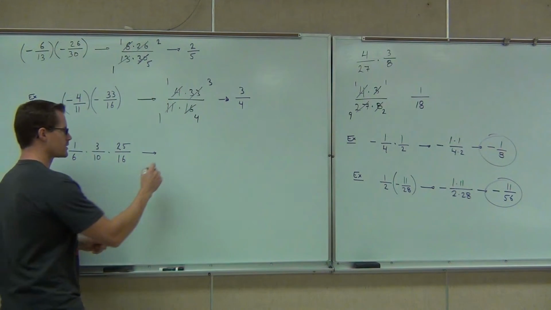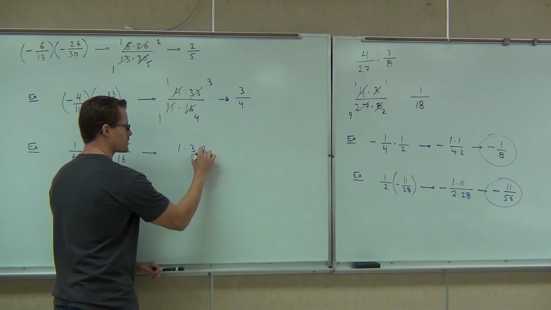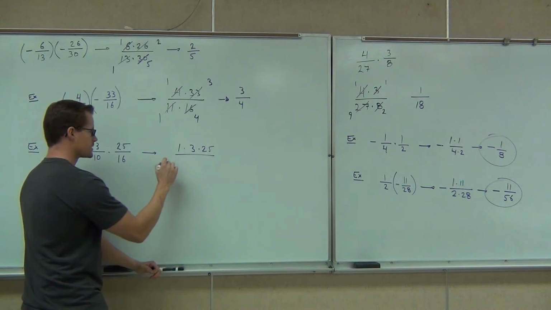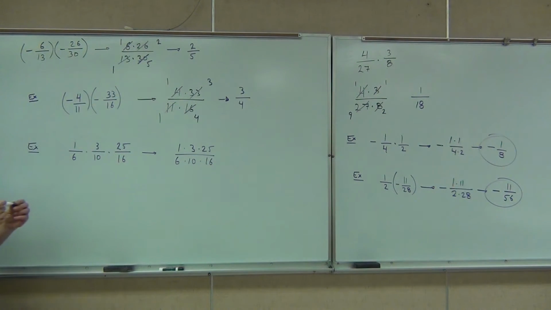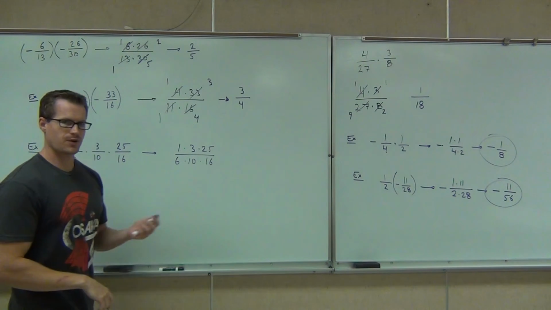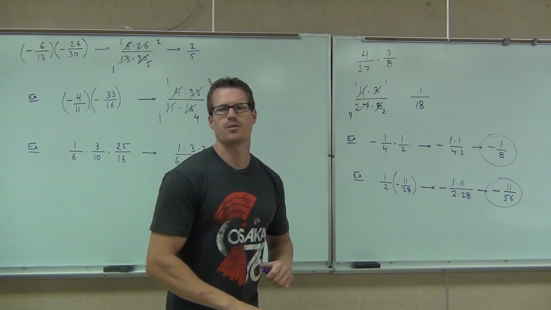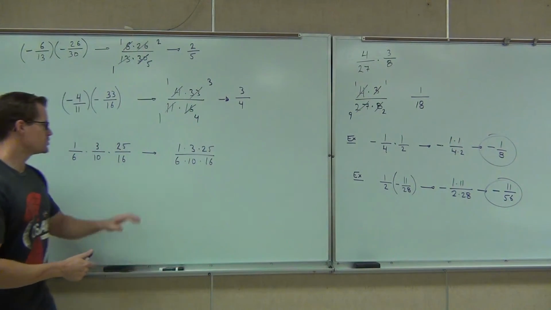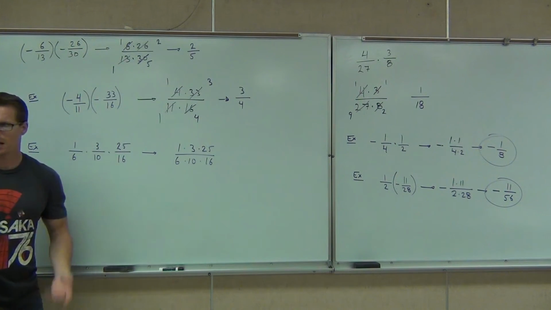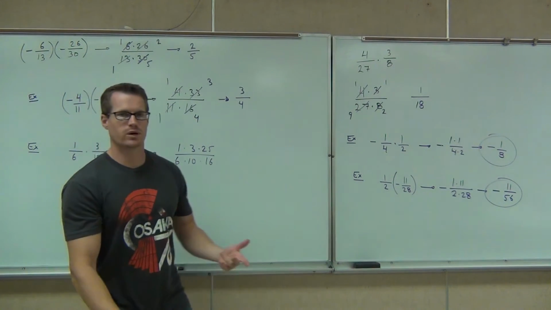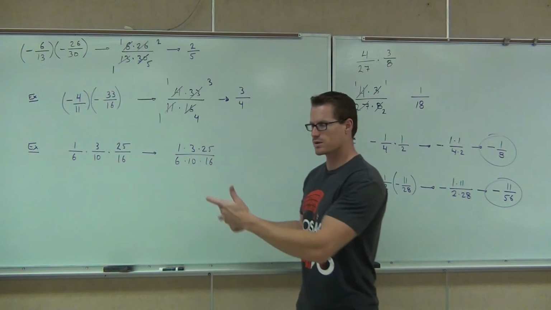So we say, okay, well this is just 1 times 3 times 25. This is 6 times 10 times 16. Write them as one fraction. That's fine. By the way, I do want to say this. Could you do just the first 2, and then do the next 2? Absolutely, you can do that too. I'm giving you a quick way to do this all at once.